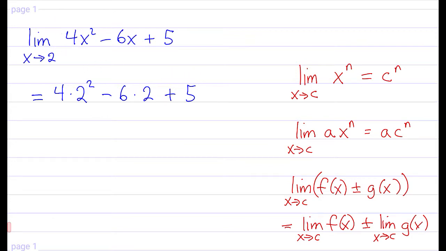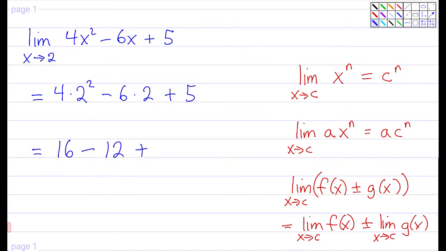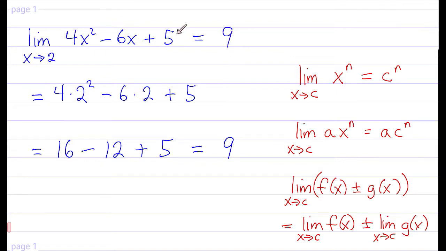Let's do the little bit of arithmetic we need to do to figure this out. So this is 4 times 4, which is 16, minus 6 times 2, 12, plus 5. 4 plus 5 is 9. So my answer is the limit of this polynomial function as x approaches 2 is in fact 9. Wow, that was easy, wasn't it?